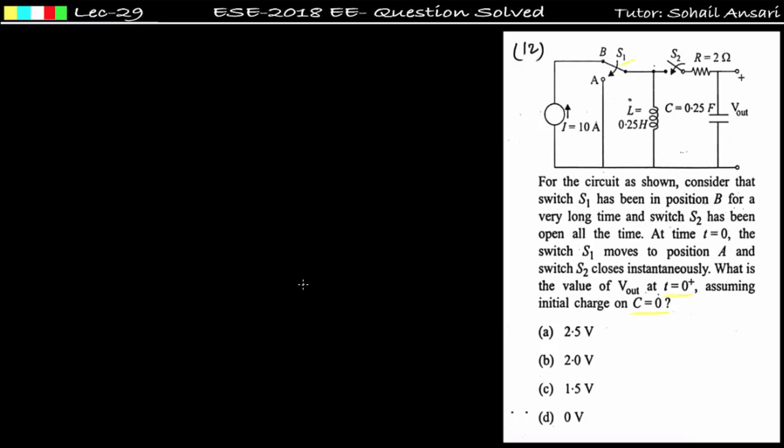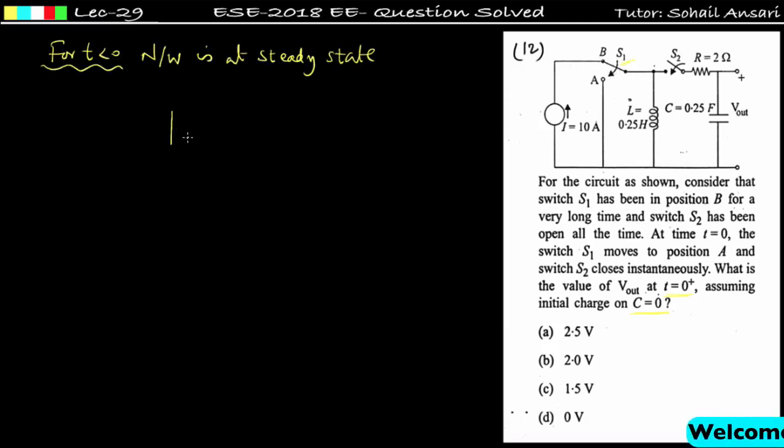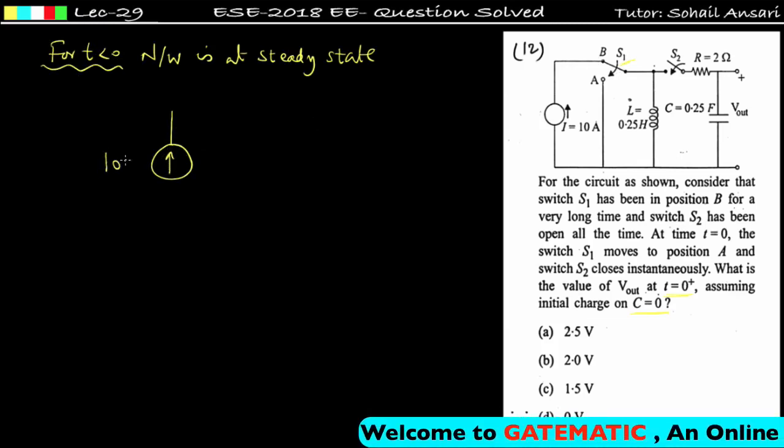So how to solve this type of problem? Let us draw the circuit for t less than 0. For t less than 0, the network is at steady state. For t less than 0, this switch S1 is at B. So the 10 ampere current source, this is 10 ampere.